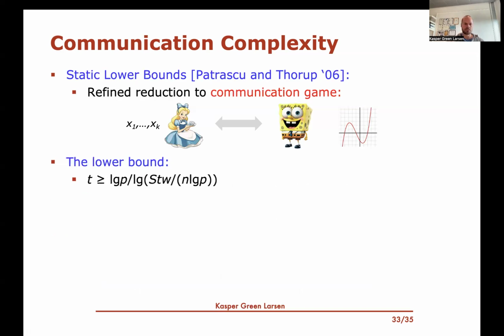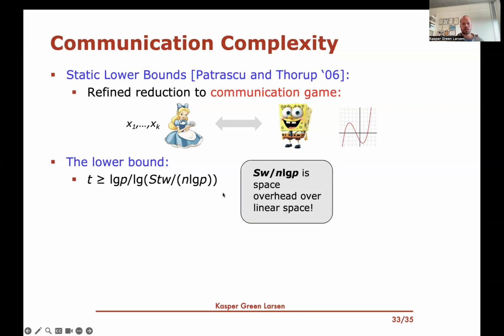What does it mean? The lower bound we get by setting the k right is that the query time has to be at least log p over log of stw over n log p. What is this? At least if we stare at the terms inside, sw over n log p. Well, sw is the total number of bits in the data structure, right? There's s cells of w bits. n log p is the number of bits needed to store a polynomial, because that's the number of bits to describe the input. So this number is really the space overhead over linear space, the amount of extra space you're storing compared to linear. So this term is really nice. It's a space overhead over linear that's inside of this log, and there's also the t.